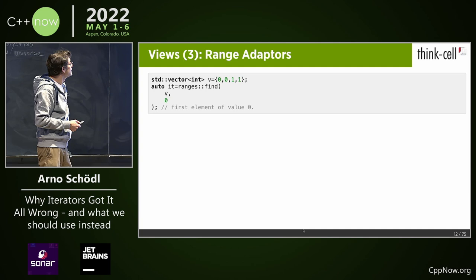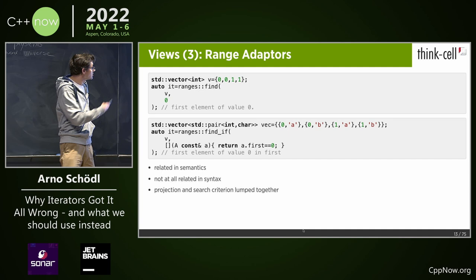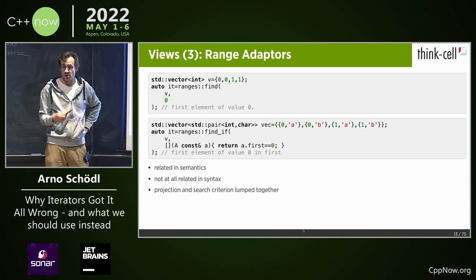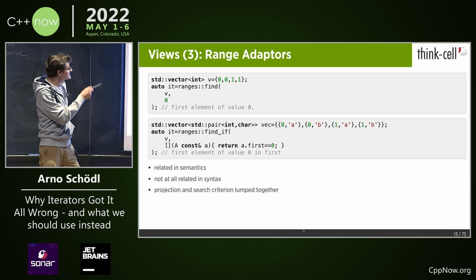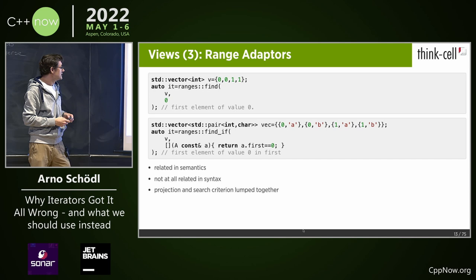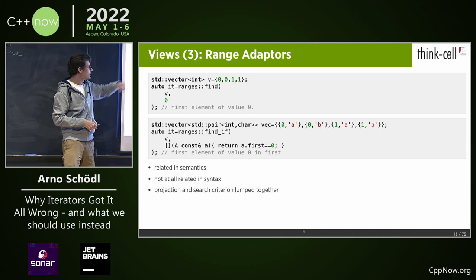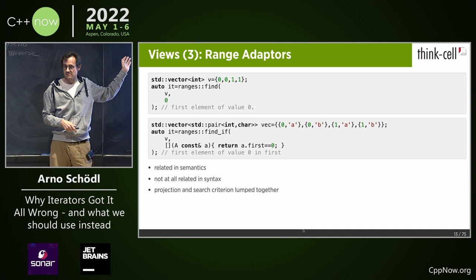Now let's say you have enriched the vector a little bit. You don't just have zeros and ones in there, but in addition, you also have a character. And you store that as a pair inside the vector. Now, if you want to search for the zeros in that vector, you have to write the find if. Which is kind of strange, right? Because clearly, here we're looking for zeros, there we are looking for zeros. But if you look at how we write it, it has nothing to do with each other. We use a completely different technique.